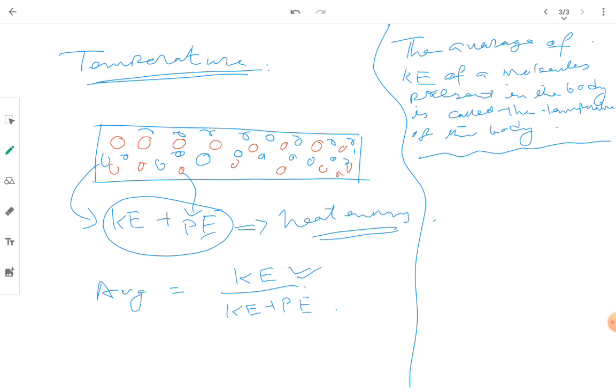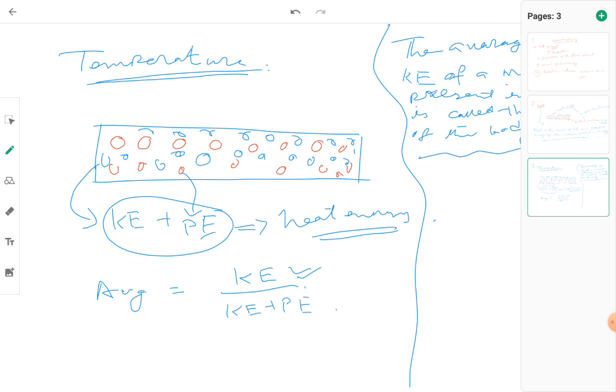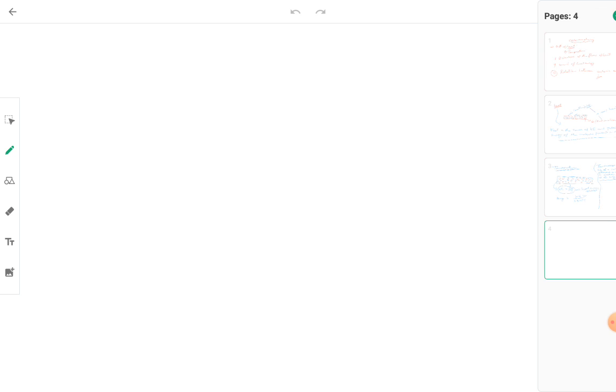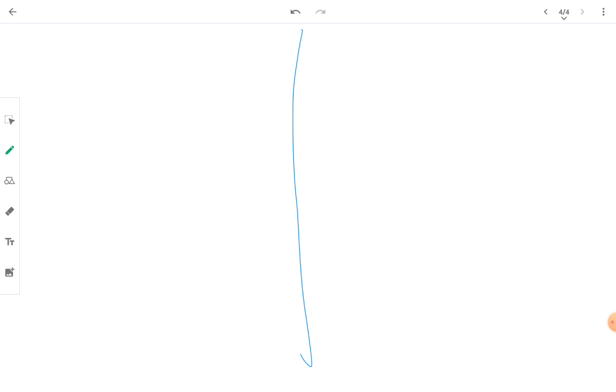We have studied this one, and we will be talking on another topic, that is the difference between heat energy and temperature. So now we will be discussing the difference between heat energy and temperature.